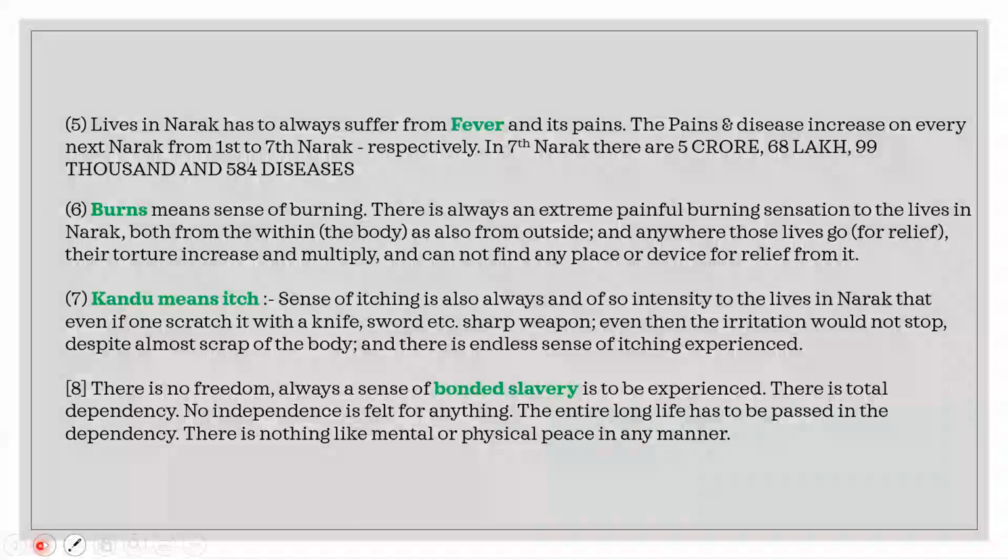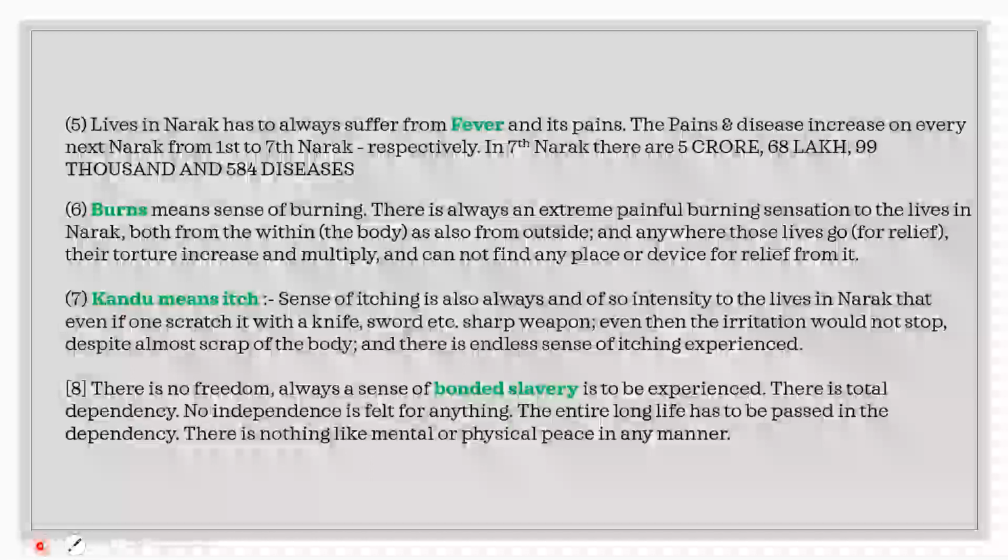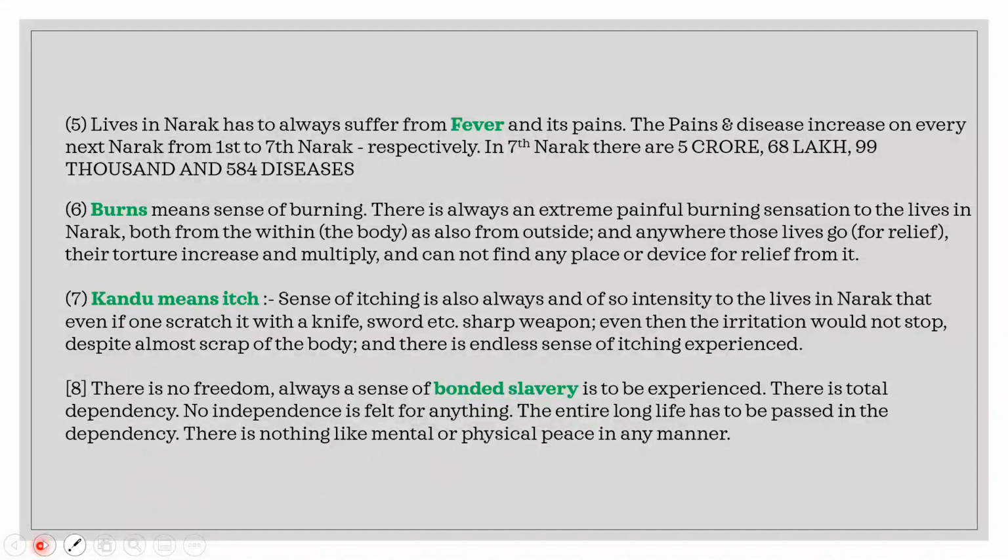Then the fifth type of pain given in the Tattva Sutra is the pain of diseases and fever. So Narki Jeeves have constant fever. And the number of diseases goes on increasing as you go down. So in Shastra, it says in the seventh Narak, the Jeev of Narkis have 5 crore 68 lakh 99,584 diseases. So the Jeev of the seventh Narak is constantly under the pain of fever and diseases.